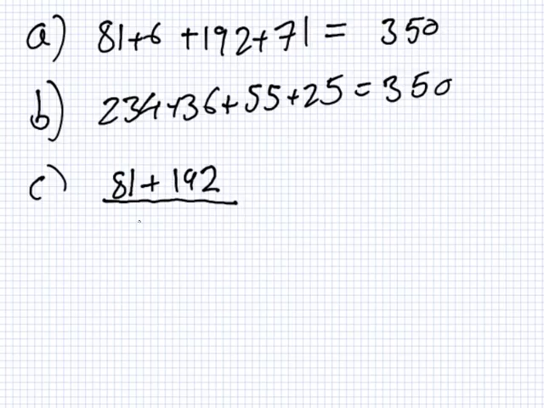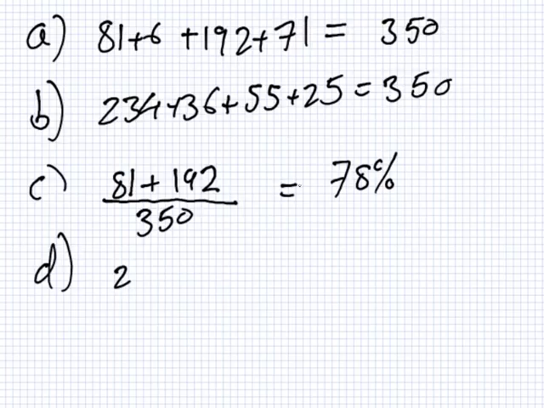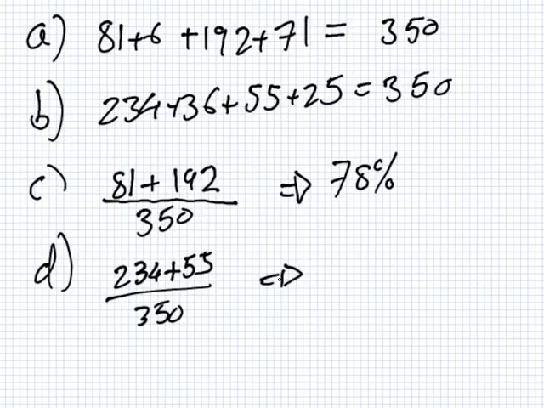And in total, how many people were treated with treatment A? 350. So what is that as a percentage, please? 78%. Okay, do the same thing for D now. So how many were successfully treated with B, sorry? 234 plus 55 over 350. So what percentage do you get here? 82.5, so 83% then.